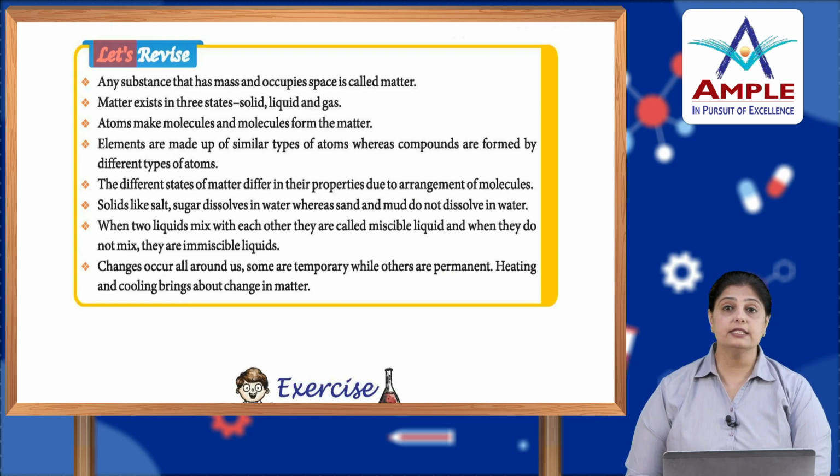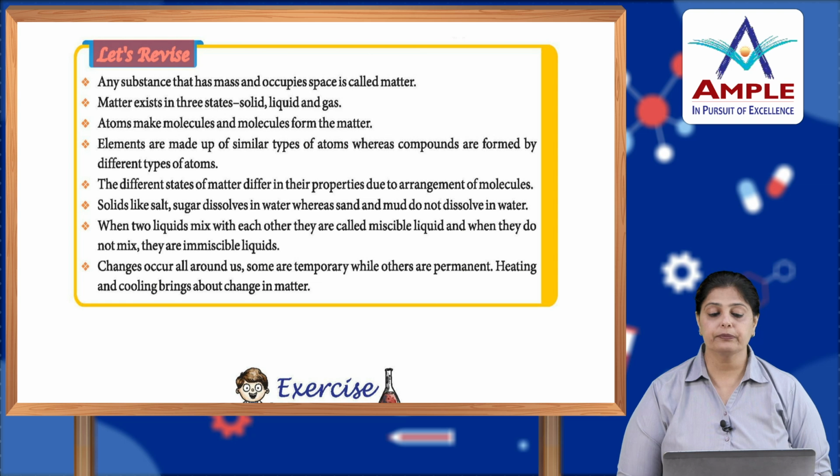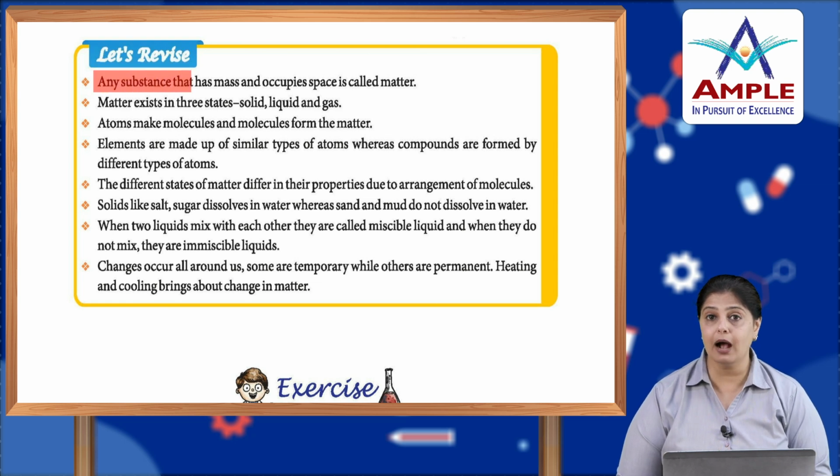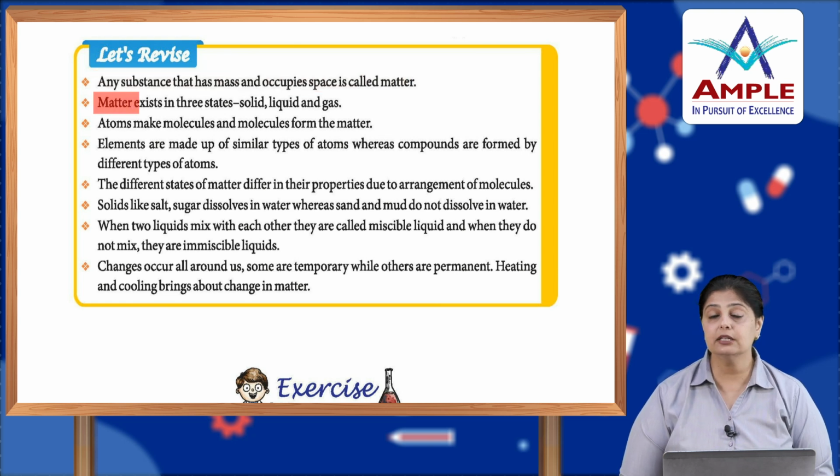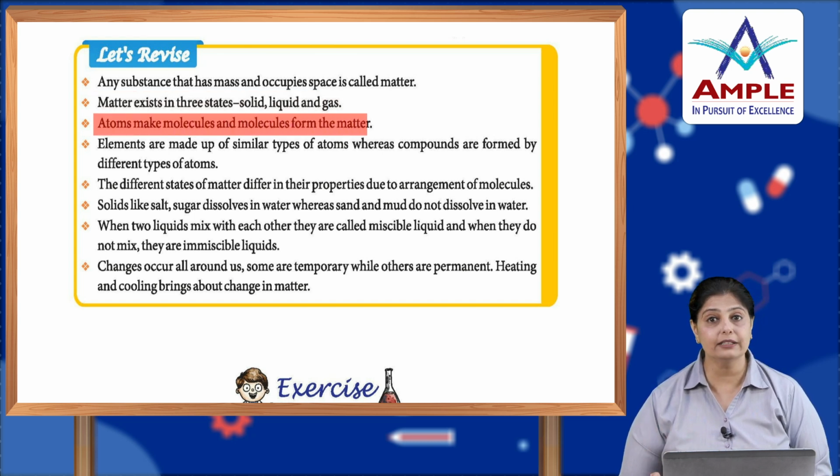So, let us revise this chapter. Any substance that has mass and occupies space, what is it called? It is called matter. Matter exists in how many states? 3 states: solids, liquids and gases. Atoms make molecules and molecules form the matter.